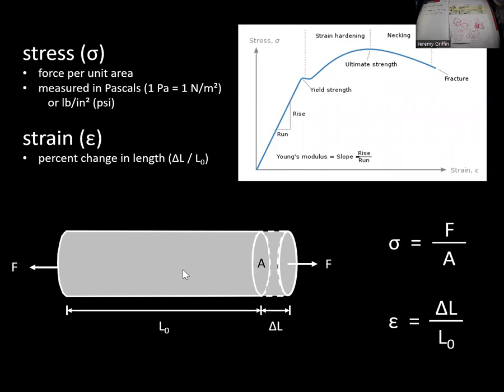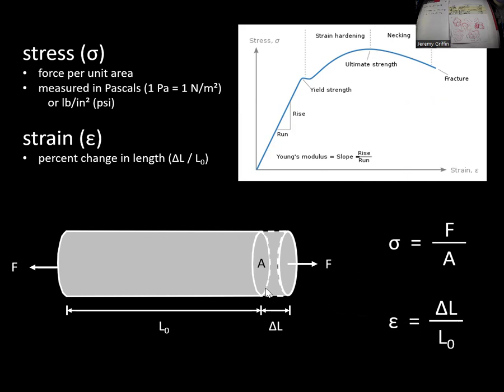Right? And what is the percent change in length? Well, that depends on the material, right? So if you put the same stress on, say, a copper bar versus a steel bar versus a concrete bar, right? Those are going to strain different percentages, right? Okay, so change in length per original length. There's your strain. That's Greek letter epsilon, right?